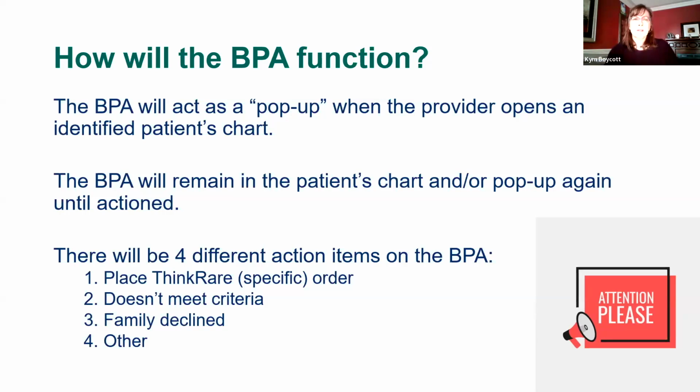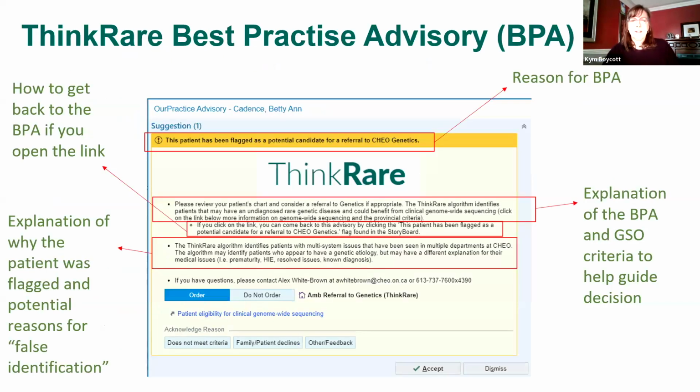And I'll just show you what it looks like. So this is it here. This is what pops up now. It's got some explanation as to, okay, the ThinkRare algorithm has identified your patient as maybe having an undiagnosed rare genetic disease. It gives an explanation of why the patient was flagged and potential reasons for false identification. Because again, the most responsible provider still needs to be the person giving some thought as to whether or not this is an appropriate referral, and speaking to the family to say, is this something that they want?